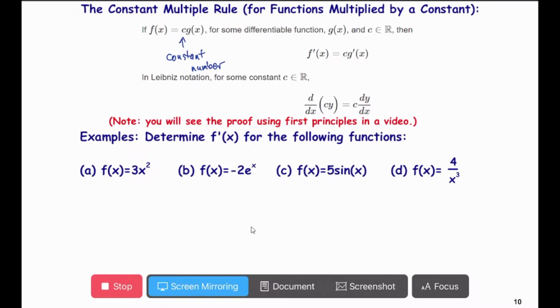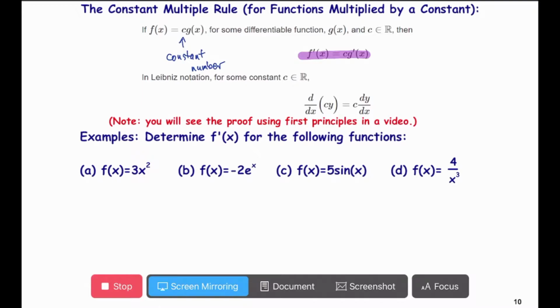So if f of x equals c times g of x for some differentiable function g of x, so g of x must be differentiable, and c is an element of the real numbers, then we observe that f prime of x equals c times g prime of x. In Leibniz notation, for some constant c that is an element of the reals, d/dx of cy is equal to c dy/dx. Note, you will see a proof of this using first principles in another video on Brightspace.